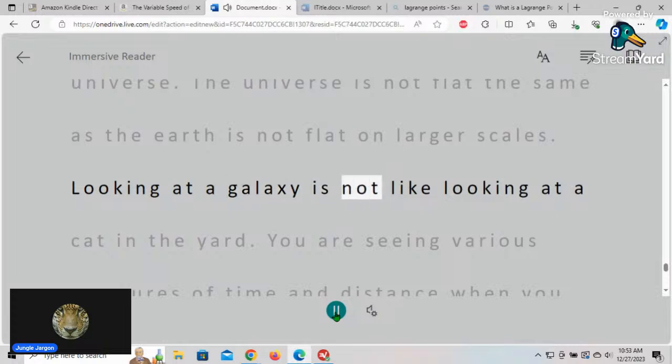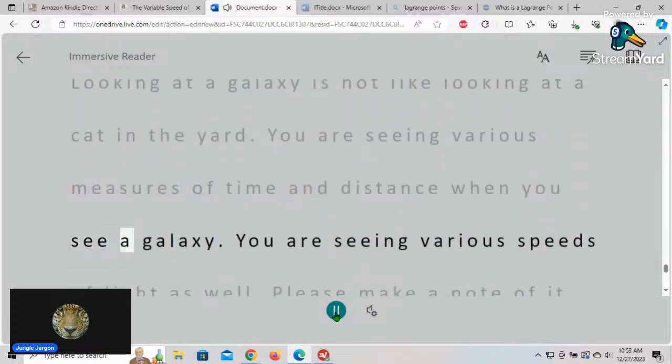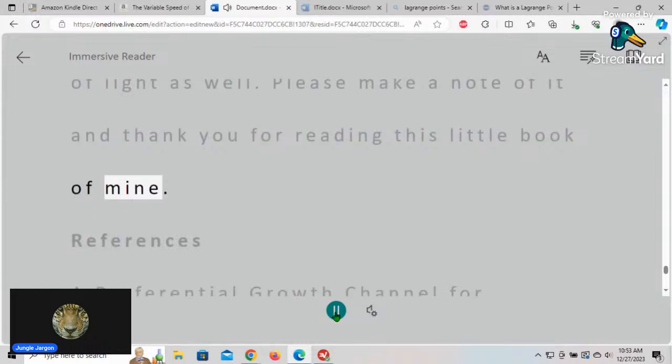Looking at a galaxy is not like looking at a cat in the yard. You are seeing various measures of time and distance when you see a galaxy. You are seeing various speeds of light as well. Please make a note of it, and thank you for reading this little book of mine.